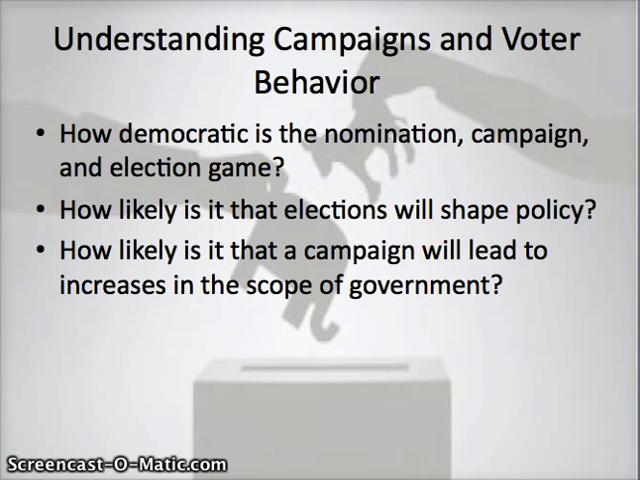Well, we're going to see that when there's a greater difference between two candidates, it is more likely to affect public policy. That partly might be due to the mandate theory. We're also going to see that when candidates are ambiguous about policy, there might be less of a likelihood that you're going to have a significant change in policy due to elections. All right. Also, we want to see whether or not campaigns lead to increases in the scope of government. Right. Well, generally, we can make the argument that yes, the scope of government increases because of campaigns.